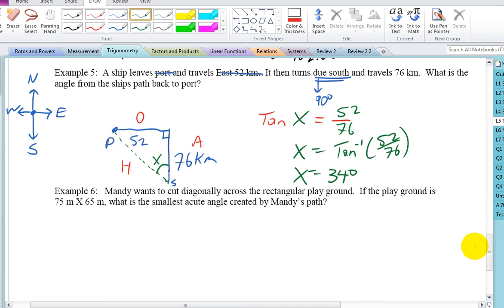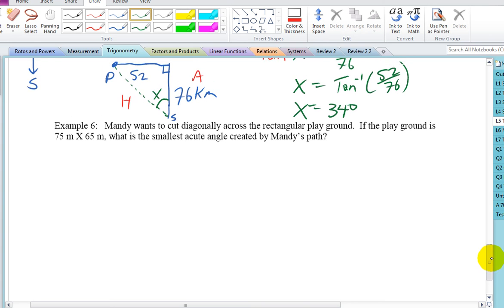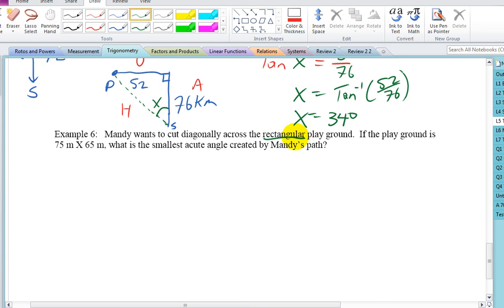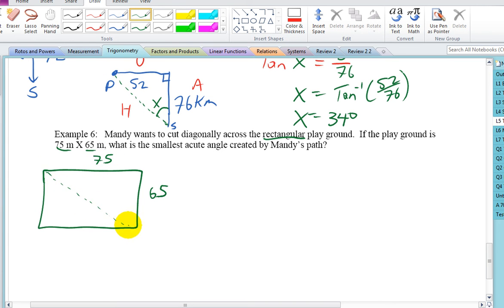Perfect. One more. Okay. So Mandy wants to cut diagonally across a rectangular playground. Draw a rectangle. So there's the dimensions. Now look at your diagram. Put those dimensions in the correct spot, please. Okay. So long dimension on the long side, short dimension on the short side. So this would be 65, the short side. This would be 75.